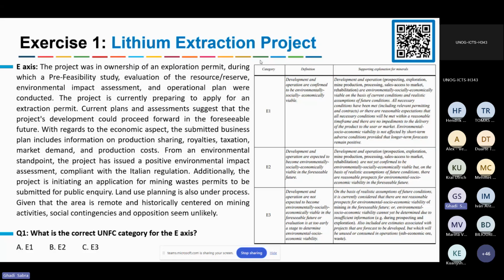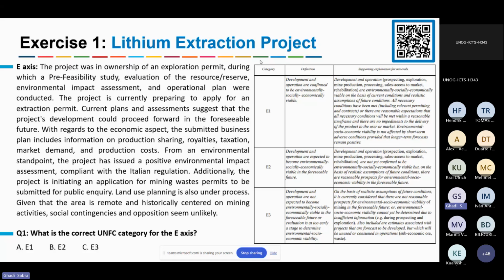With regard to the economic aspect, the submitted business plan includes information on production sharing, royalties, taxation, market demand, and production costs. From an environmental standpoint, the project has a positive environmental impact assessment that is compliant with Italian regulation. Additionally, the project is initiating an application for mining waste permits to be submitted for public inquiry.